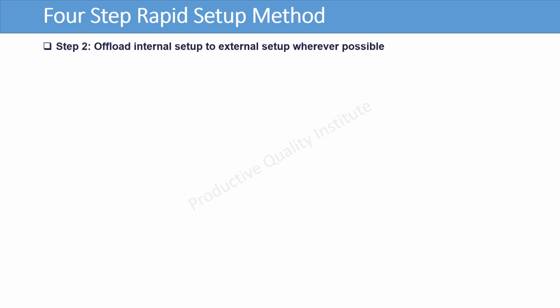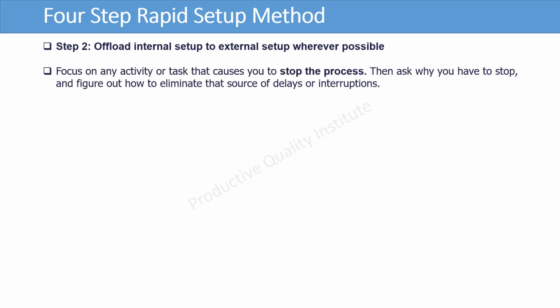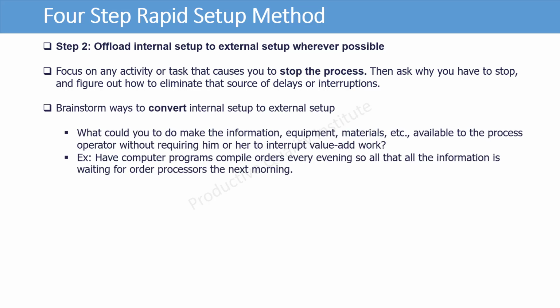Step 2. Offload internal setup to external setup wherever possible. Focus on any activity or task that causes you to stop the process. Then ask why you have to stop and figure out how to eliminate that source of delays or interruptions. Brainstorm ways to convert internal setup to external setup. What could you do to make the information, equipment, materials, etc., available to the process operator without requiring him or her to interrupt value-add work? For example, have computer programs compile orders every evening, so all the information is waiting for order processors the next morning.